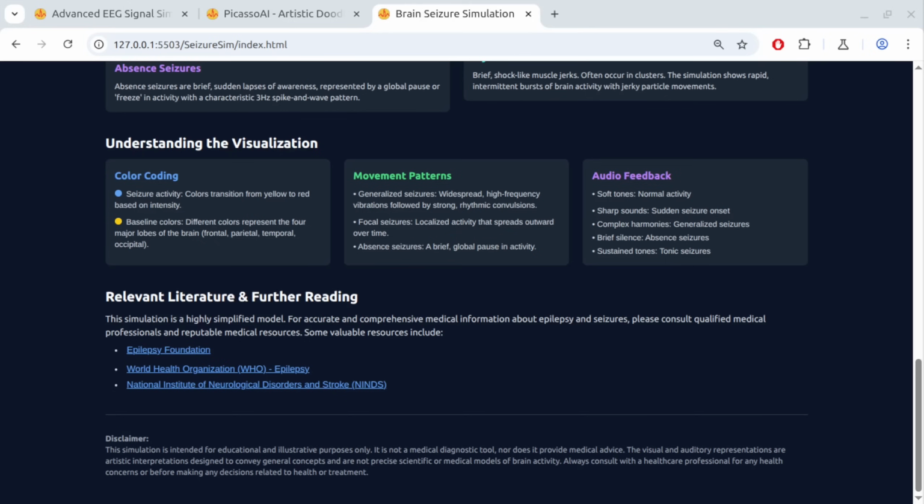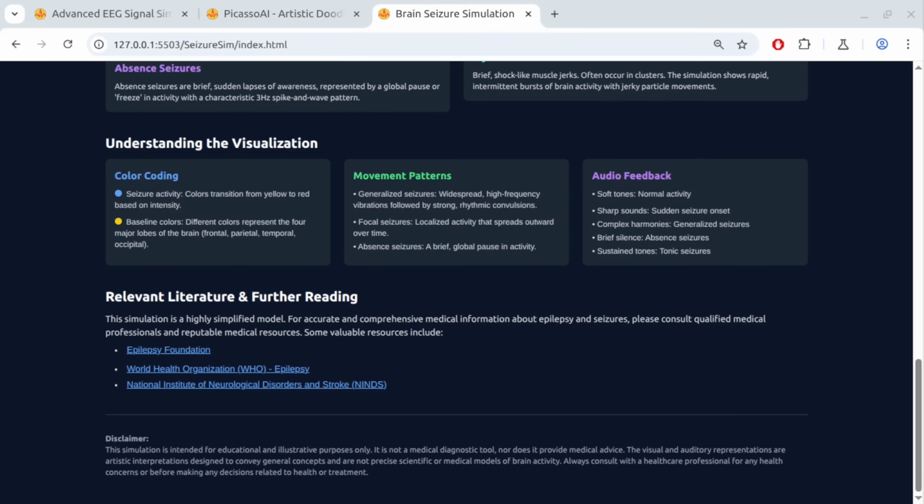Absolutely crucial. And tying back to the visuals and sounds we just discussed, it states they are artistic interpretations designed to convey general concepts and are not precise scientific or medical models of brain activity. Artistic interpretations. So after all that painstaking developer work on clarity for like left versus right, why hammer these limitations home so hard? Why the need to be so explicit, almost defensive about what the simulation can't do? What does it tell us about that line between educating and potentially misleading, especially with health stuff?